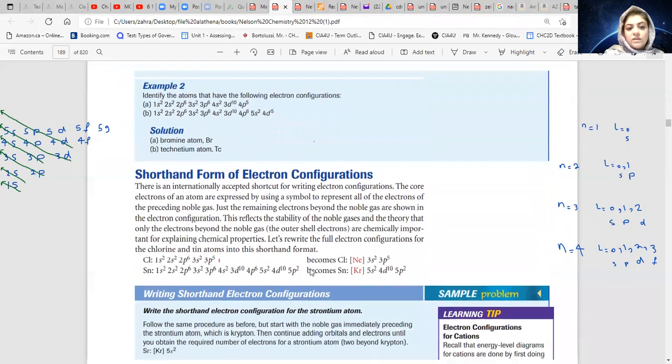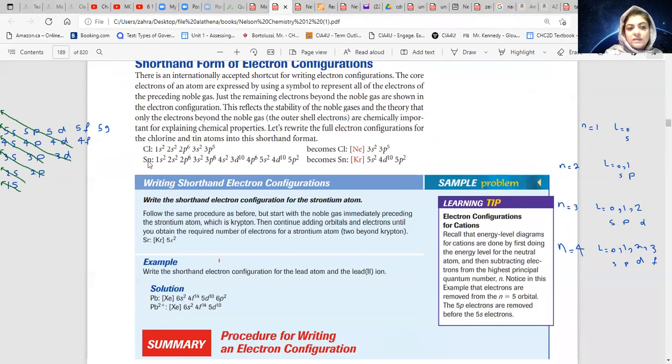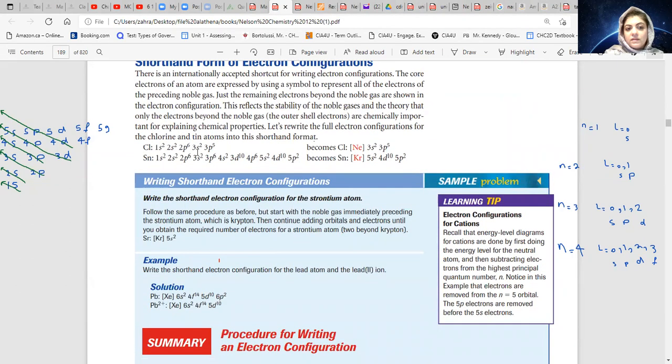So shorthand for electron configuration. For example, for Cl, I just write it that way, because this will be your previous inert gas, Ne, right? I'm going to show that in the periodic table.